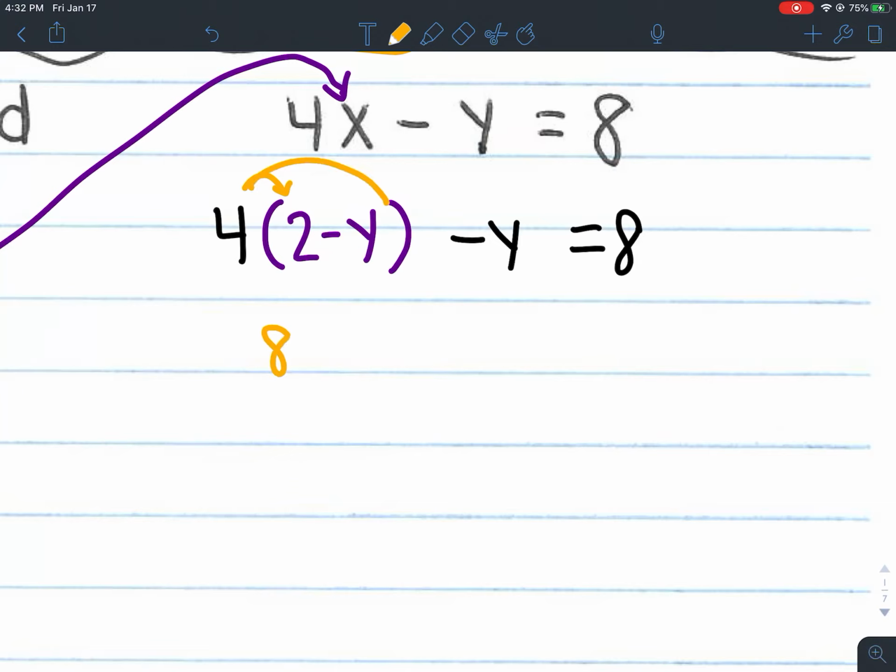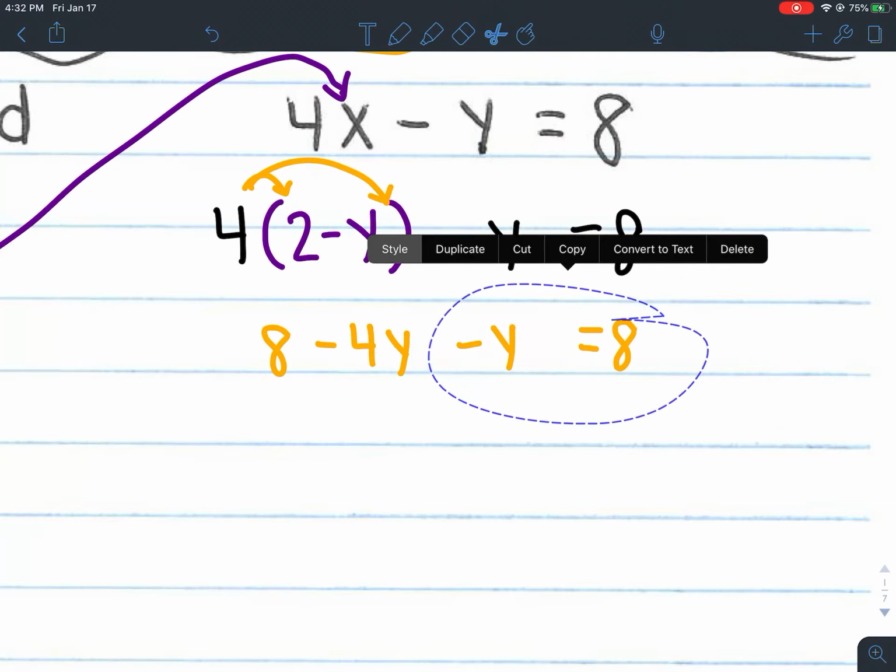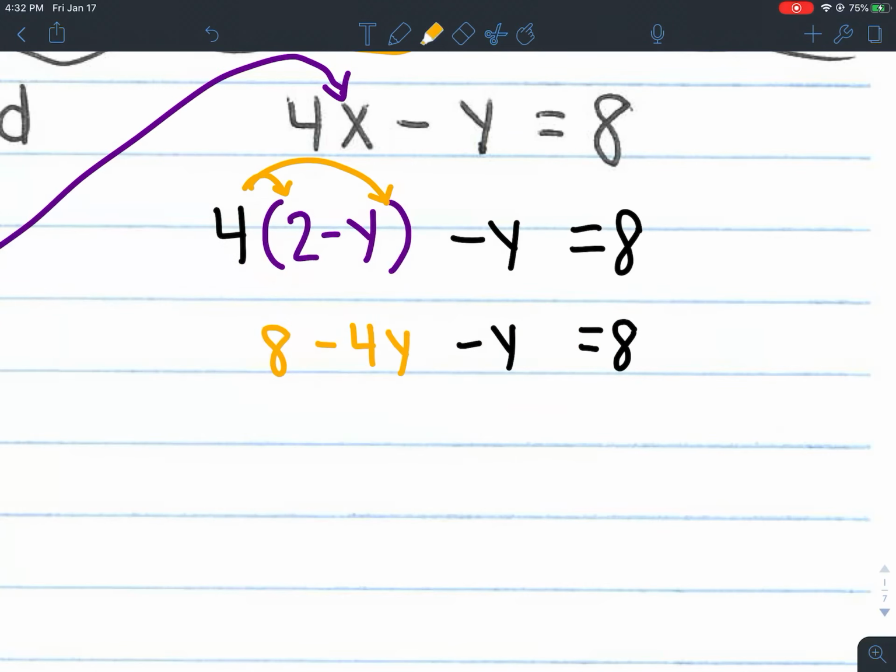4 times 2 is 8. 4 times negative y is negative 4y. And then we have minus y equals 8. And then you check for like terms. These need to be black because I didn't even change these. I have negative 4y and negative y, which make negative 5y, because negative 4 minus 1 is negative 5.